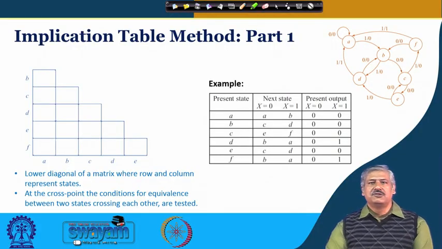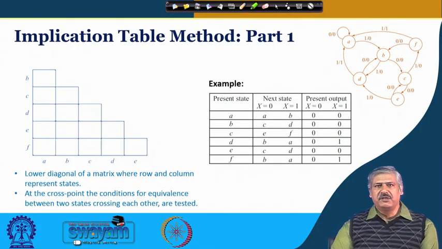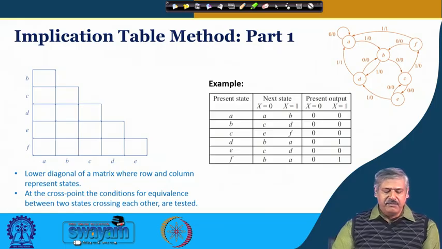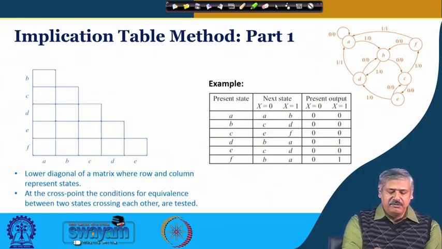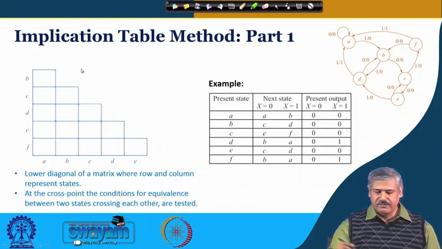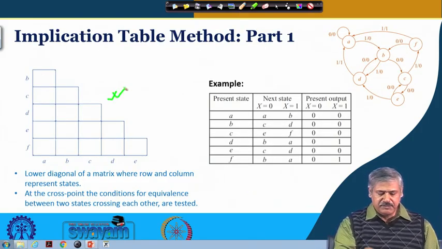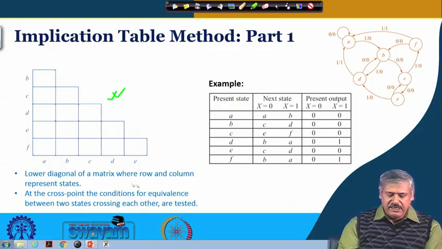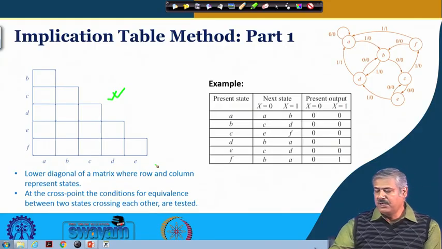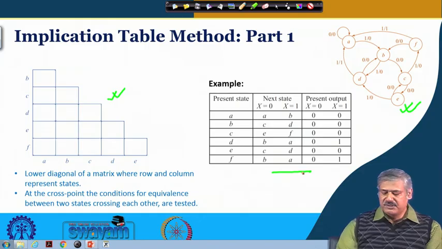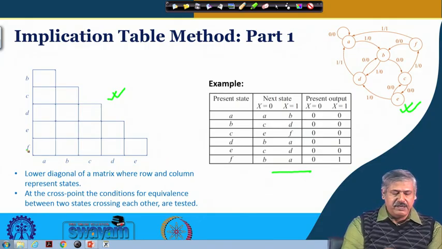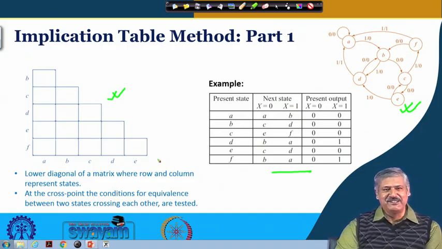Okay. So in the implication table based method, we have a particular table called implication table made in this manner. So in this particular table, you can see one side is A, B, C, D, E. We are continuing with the same problem that we had seen, where we used the row elimination method. So 6 states are there, A, B, C, D, E, F. And the other side B, C, D, E, F. So A is missing here, and F is missing here, right?